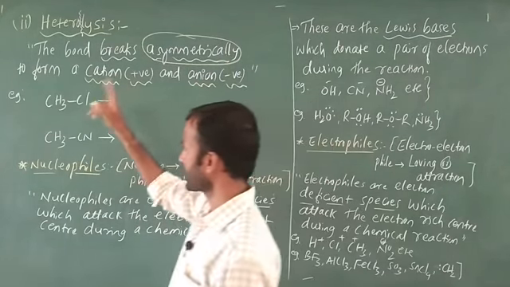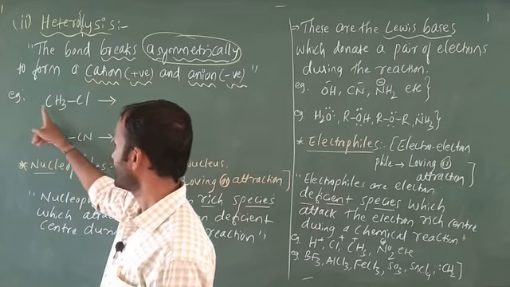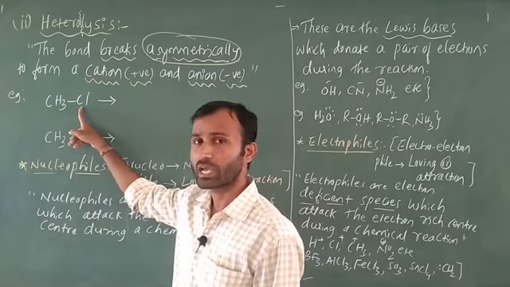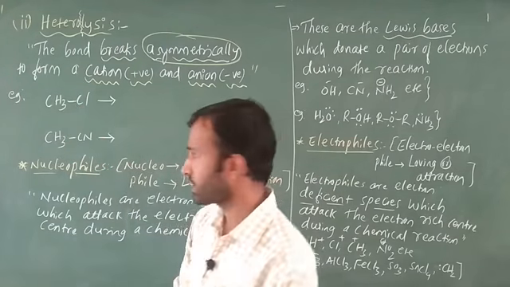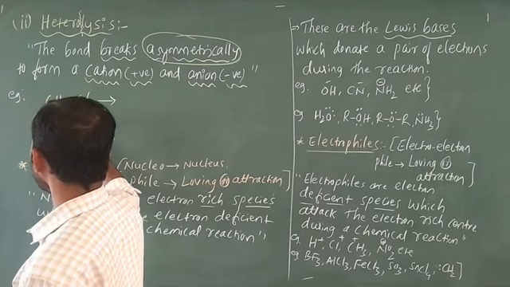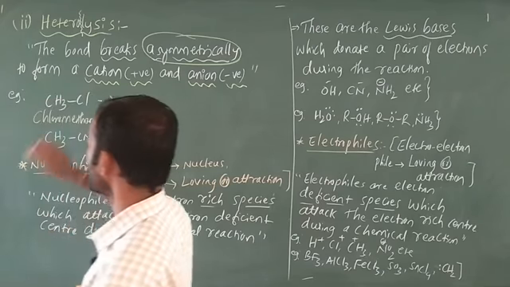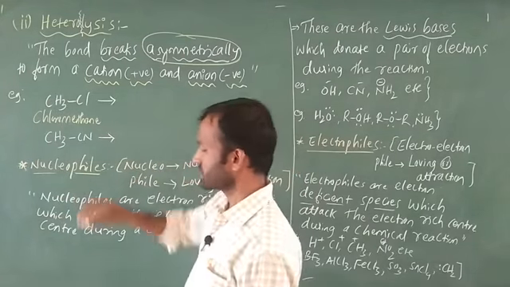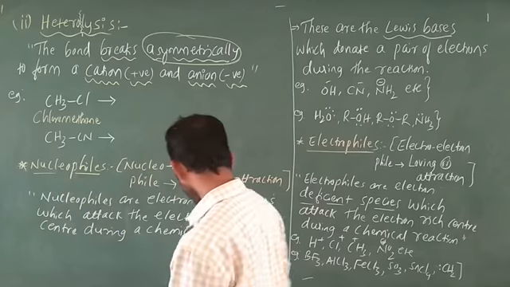Example: CH3Cl. The IUPAC name is chloromethane, and the common name is methyl chloride. Cl acts as a substituent. In chloromethane, what happens in this case?